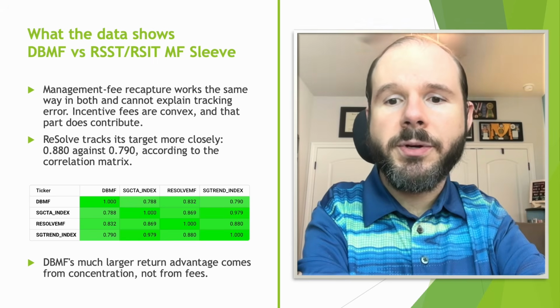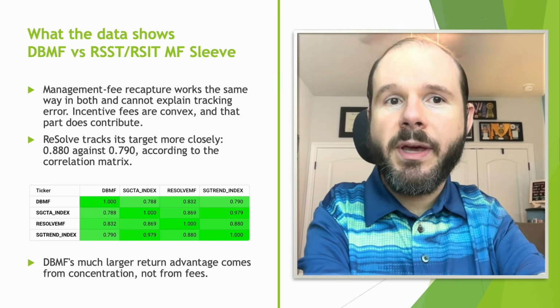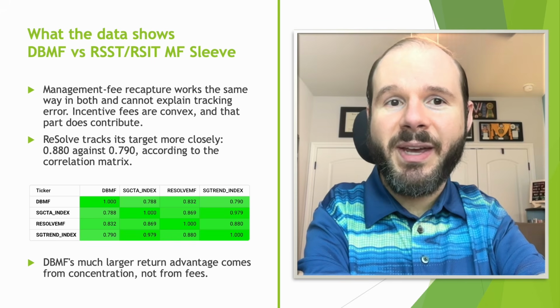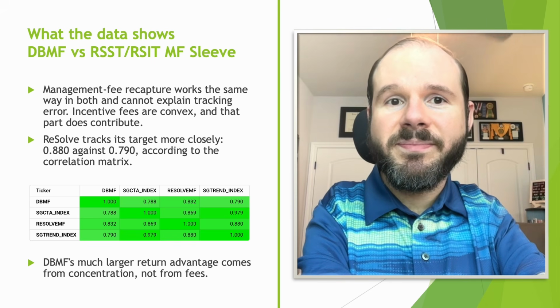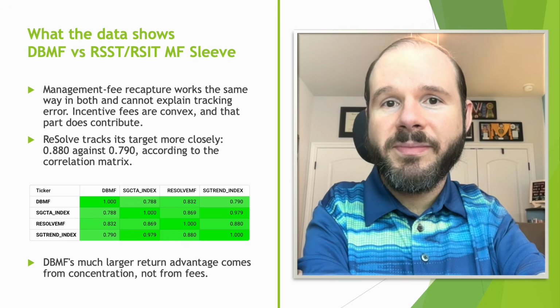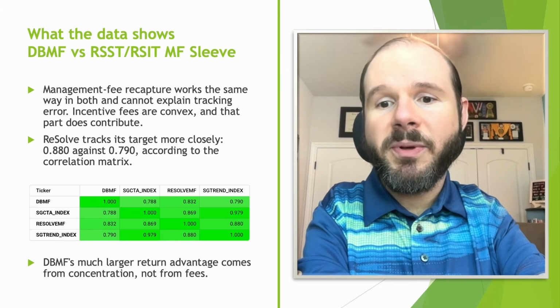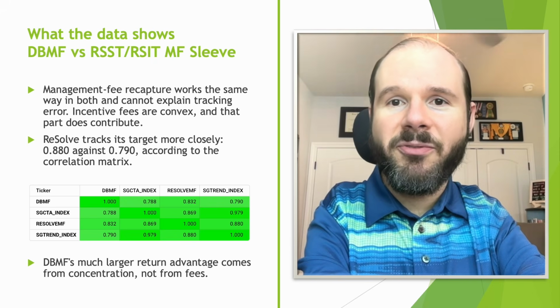Management fee recapture actually works the same way in both funds, and so it contributes nothing to tracking error, like the big tracking error we saw with DBMF in the back test right before this slideshow. A constant drift has no variance, so management fees that are flat shouldn't have an effect.